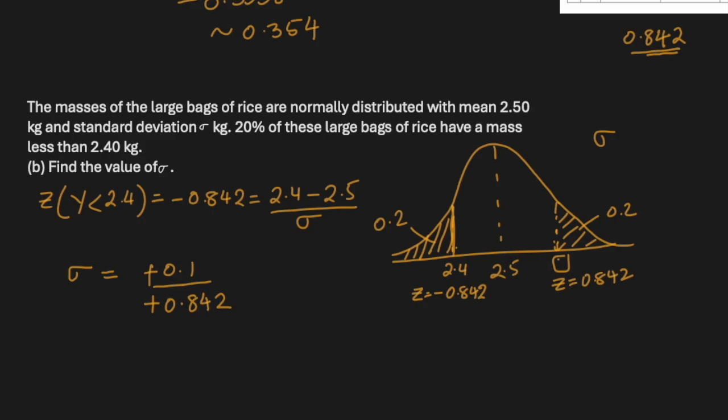We get 0.1187, so 0.119. We can write it as 0.119, to three significant figures.